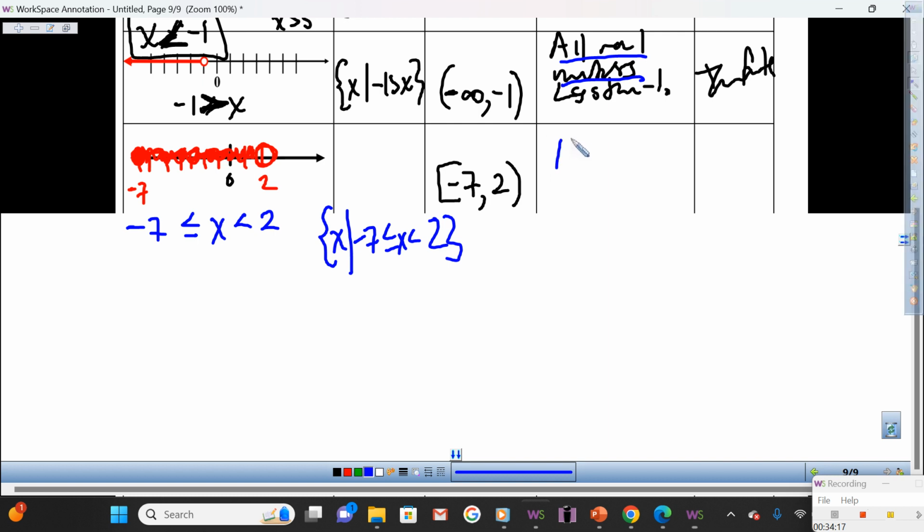All real numbers, so I'm just going to write the symbol between negative 7 and 2, and this is a finite interval. Finished, all right.